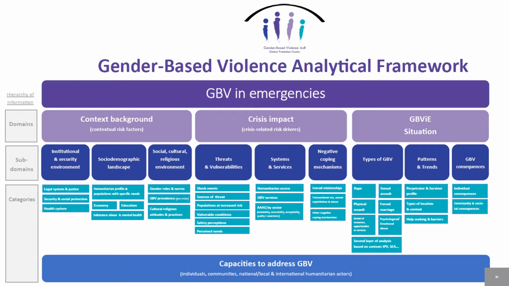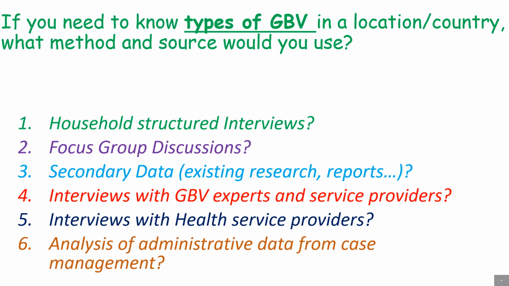Now let us look at the part of the analytical framework that indicates types of GBV. So what would you use if you need to know types of GBV in a certain location where you want to operate? Would you use household structured interviews, focus group discussions, secondary data, interviews with GBV experts and service providers? Or would you interview health service providers? Would you do an analysis of administrative data from case management?